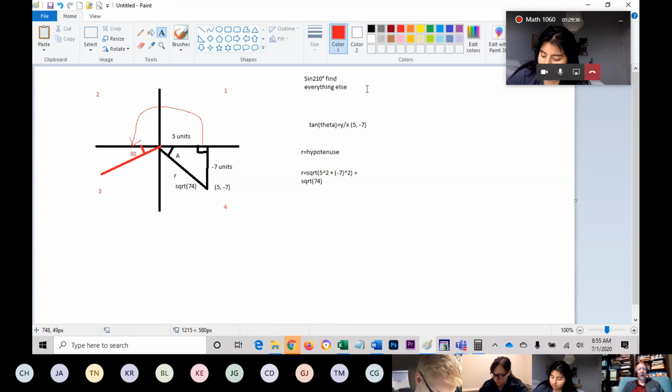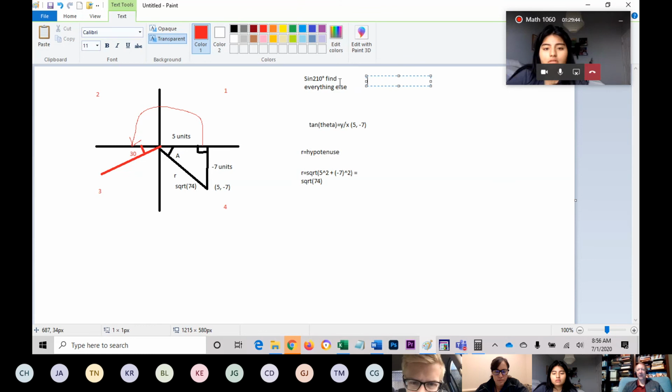So the first question is, based on that table that you've already memorized and you will have memorized for the test, what is the sine of 30 degrees? 1/2. It's 1/2. Very good. So we know that the sine of 30 degrees is 1/2. So we know that this value is going to be either positive or negative 1/2. So the question is, is it positive or is it negative?